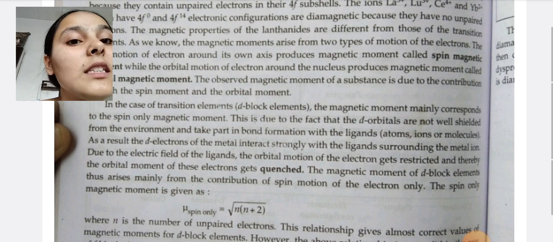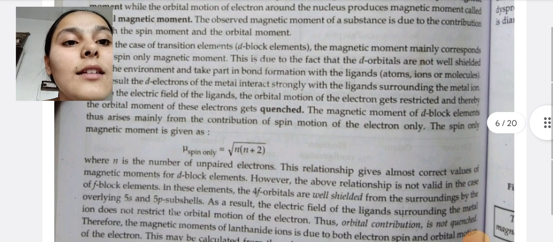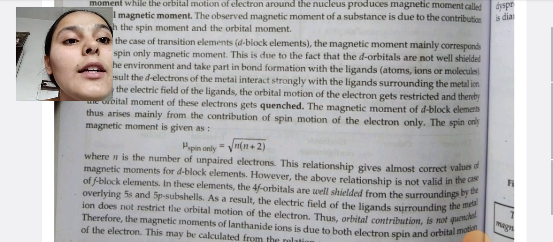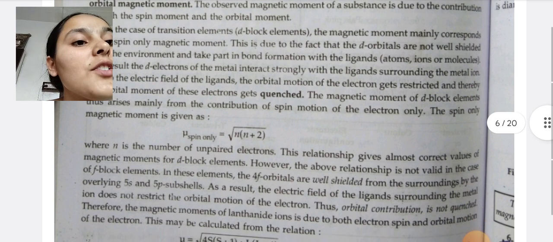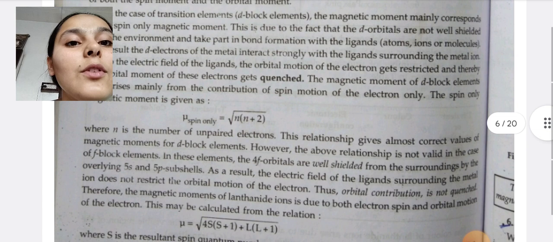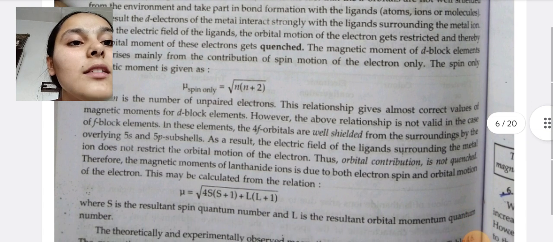The spin-only magnetic moment is given by the formula √(n(n+2)), where n is the number of unpaired electrons. This relationship gives almost correct values of magnetic moment for d-block elements. However, the above relationship is not valid in the case of f-block elements.